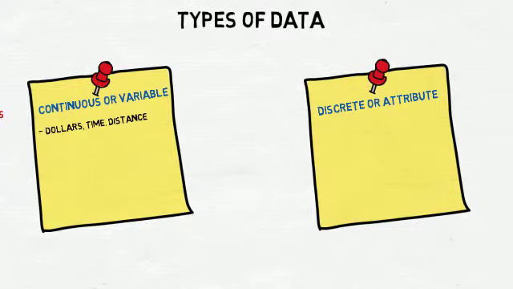Continuous data is data that is measured on a continuum or a scale, such as dollars, time, and distance. Discrete data is data that can only take on a unique set of values, such as counting errors, pass-fail, yes-no, or days of the week.